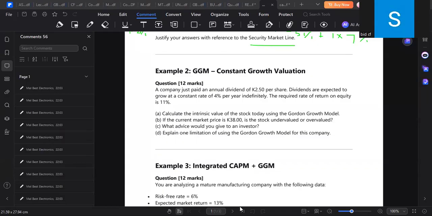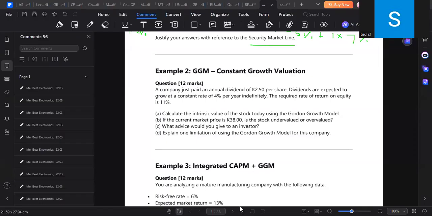So let's go to Gordon. What is Gordon's model? Gordon's model is simply what? A model that is used to value stock. Gordon's model is simply a model that is used to value stock.